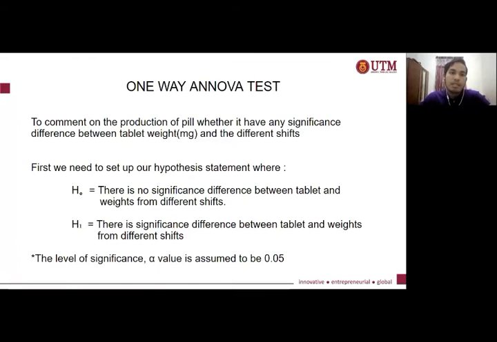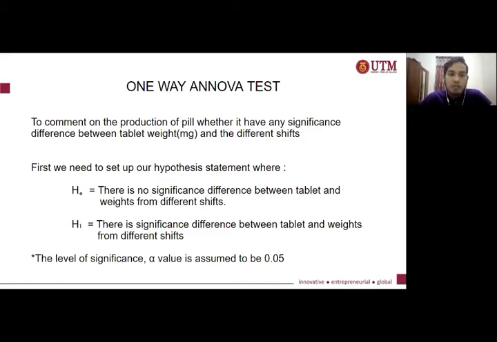So in part C, we are required to comment on the production of the pill, whether it has any significant difference between tablet weight and the different shifts. In order to do this, we need to use a one-way ANOVA test. Why we do a one-way ANOVA test is because we are required to compare more than 2 samples of population.